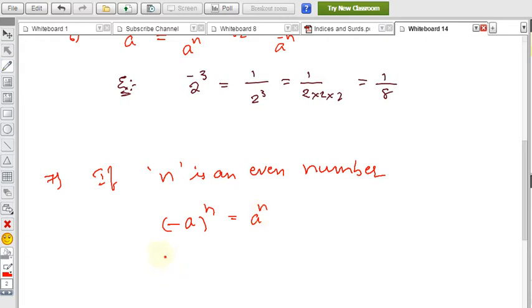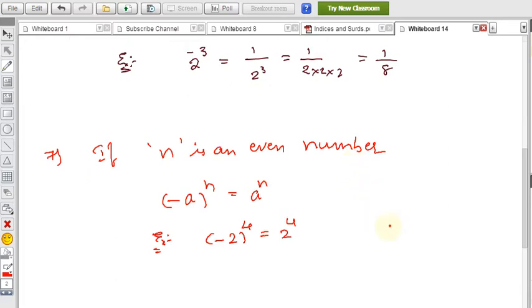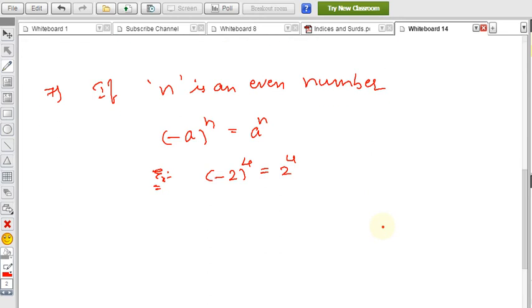Now example, (-2)^4. That is nothing but 2^4 only, because minus into minus is plus, again minus into minus is plus. Because if you multiply a minus an even number of times, you'll get the positive.